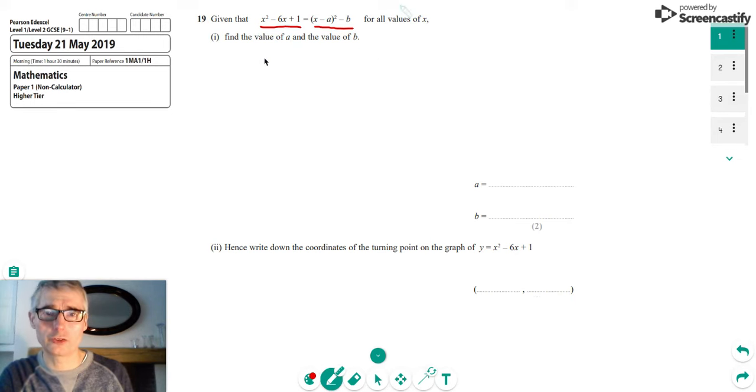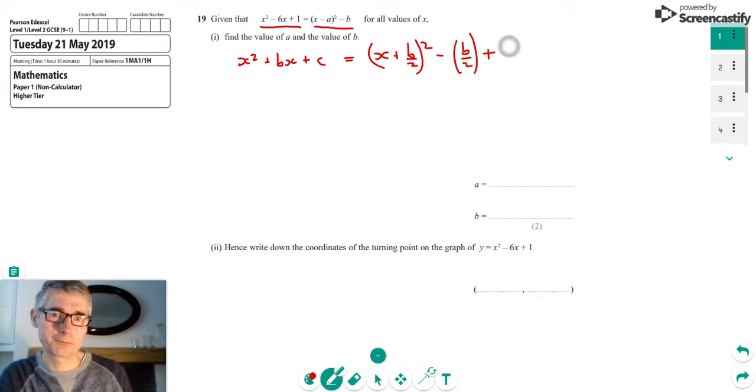And what we can do for that is use a formula. So we can say, if we have a quadratic in this form, x squared plus bx plus c, then we can write it as being x plus b over 2, all squared, minus b over 2, squared, and then plus c. So that's a handy formula where we can take any quadratic and we can put it into this completed square form.